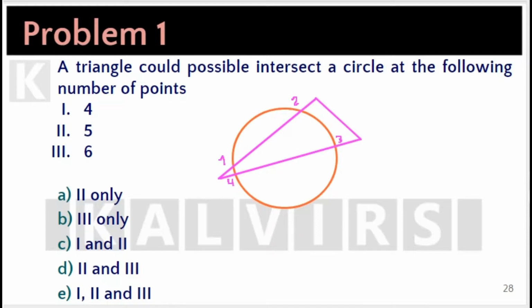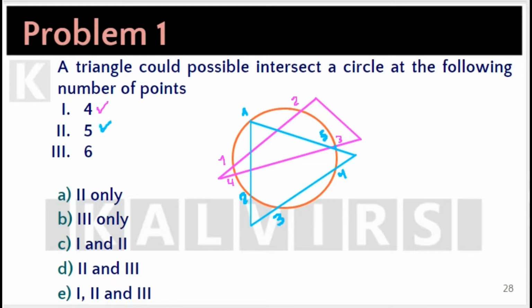Now, this is possible. Now, 5 points. For 5 points, we can do the following. Here we have 2 more, and 1 more. So, there are 1, 2, 3, 4, and 5 points. So 5 is possible too.